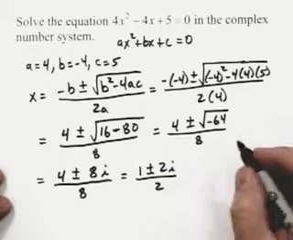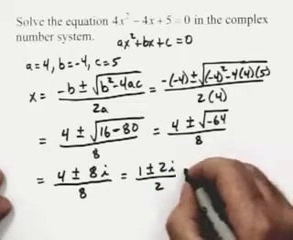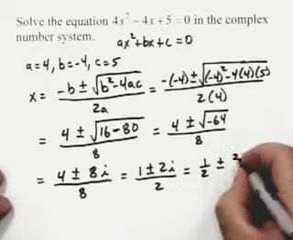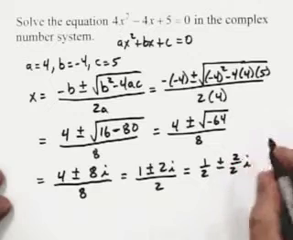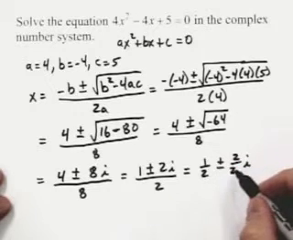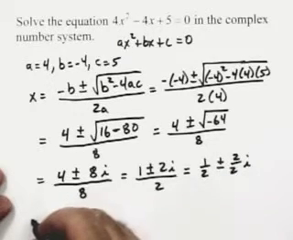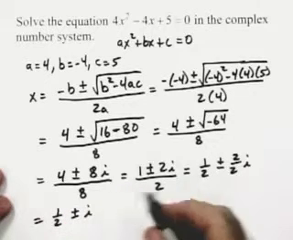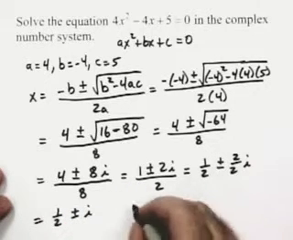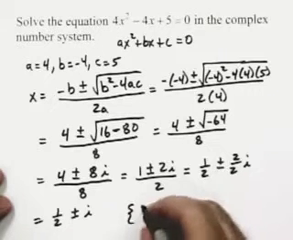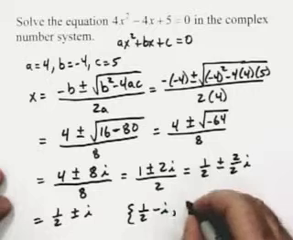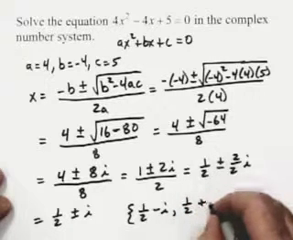We'd like to write this in our standard form for complex numbers. So we could write 1/2 plus or minus 2/2 i. Again, we can simplify 2/2 as 1. So we'll end up with 1/2 plus or minus i. And if we write this in our solution set form, the solution set will be 1/2 minus i, 1/2 plus i.